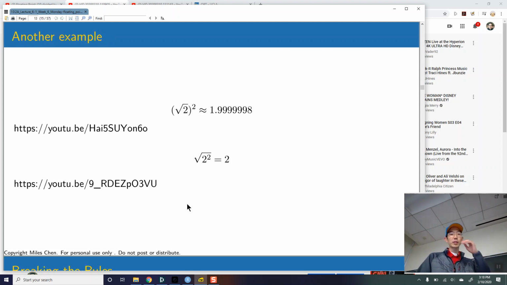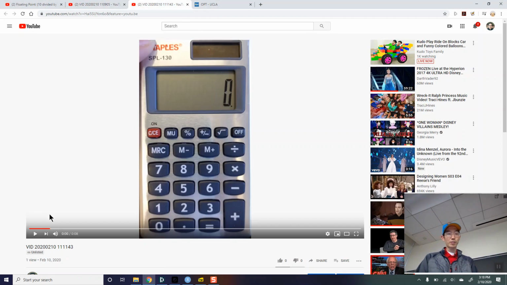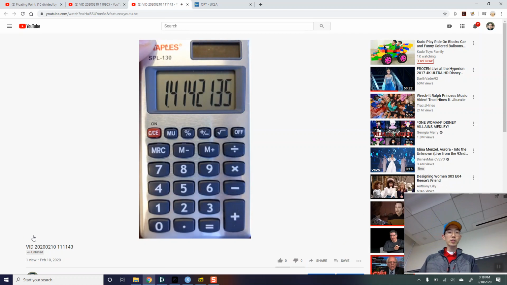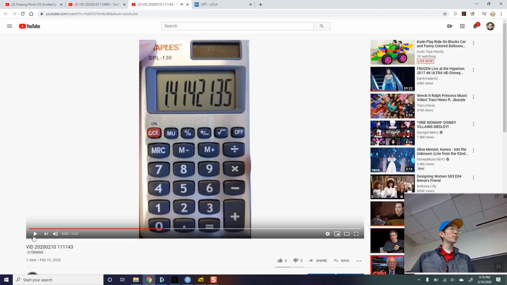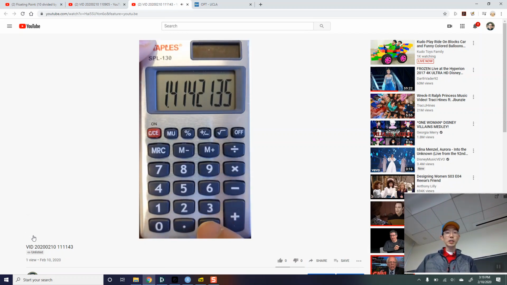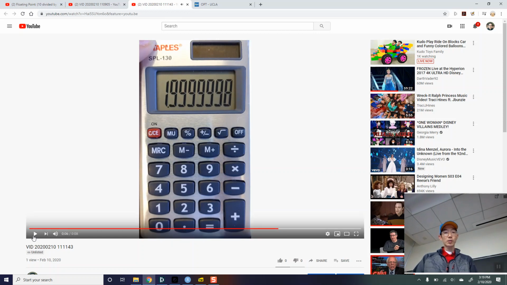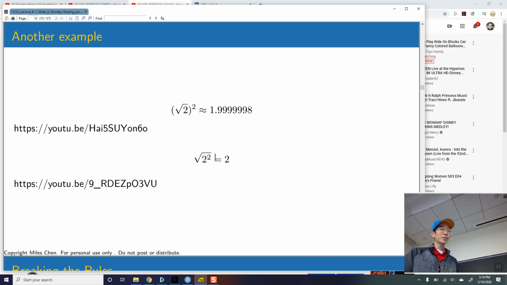But you will run into issues if you are expecting this behavior to be true. Another scenario here: I recorded myself taking the square root of 2. So if I do 2 square root, and then I square this number back, we would expect to get 2, but I don't. I get 1.999998, something close to 2, right? I also recorded myself doing 2 squared, which is 4, and taking the square root of 4, and it gives back 2, okay? You can waste 6 seconds of your life and watch that video, okay?